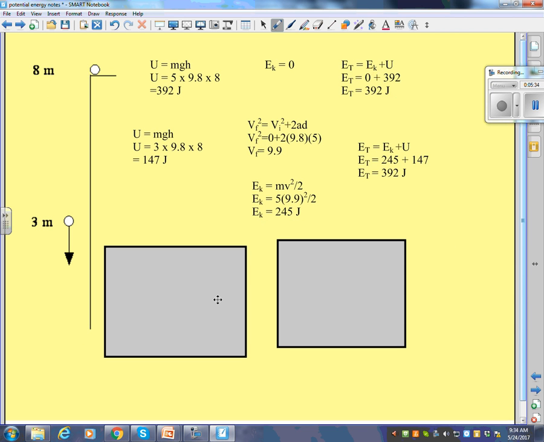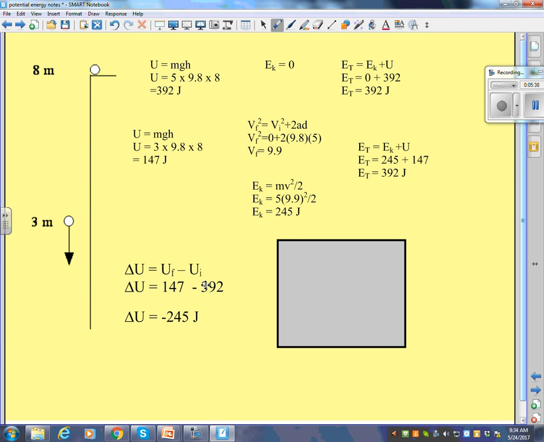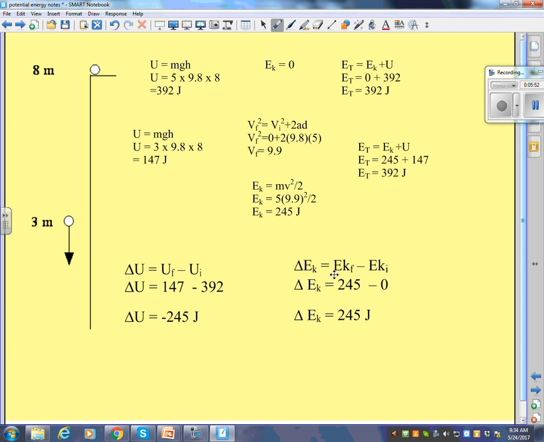What happens when it lands? When it lands, how much potential energy? Oh, sorry, I'm ahead of myself here. What's the delta U? What's the change in potential energy? The final was 147. The initial was 292. It lost 245 joules of potential, but guess how much it gained? Gee, what do you know? 245 joules of kinetic.